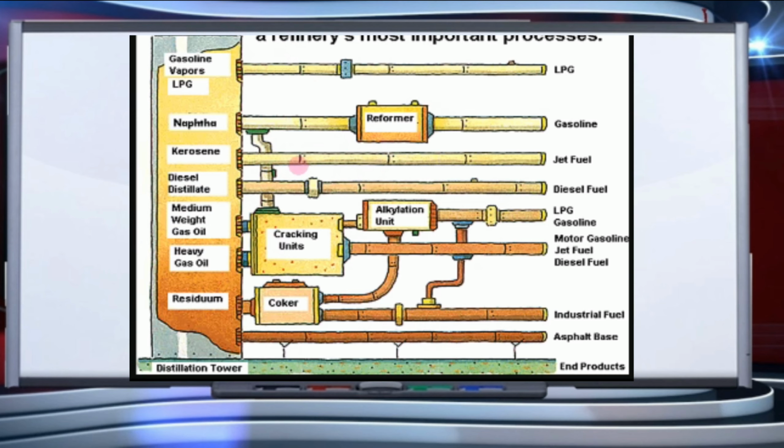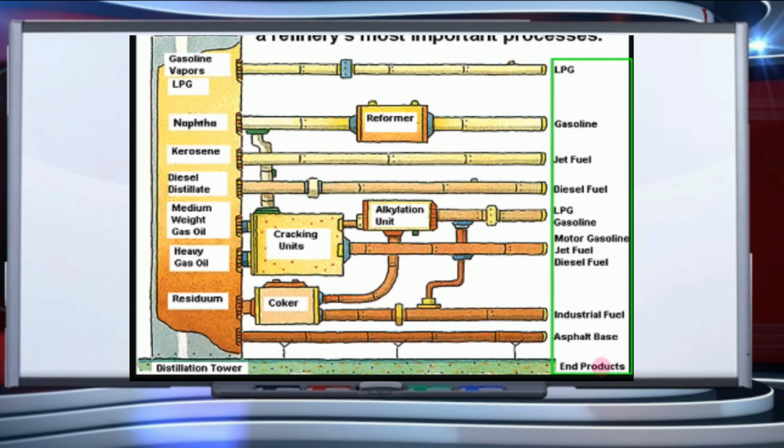Now this is the picture of the refining process. When refining is done, what are the final products which we receive? Check this side. These are all the final products. Means in petroleum, we get LPG, gasoline, jet fuel, diesel, motor gasoline, then industrial fuel, asphalt base, coal tar, etc.